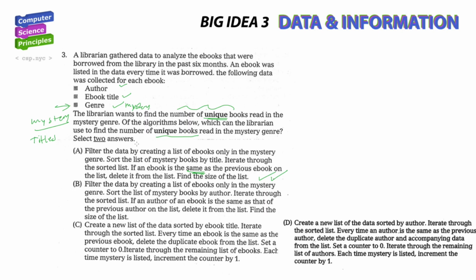The only reason why I don't like this too much is because when it says to iterate through the sorted list, and if a book is the same as the previous ebook. So this is my only concern: how do we know it's the same? Is it because the title's the same? Well, you could have books by different authors with the same title. So just because it has the same title doesn't mean it's the same book. And then also if it's the same author, doesn't mean it's the same book.